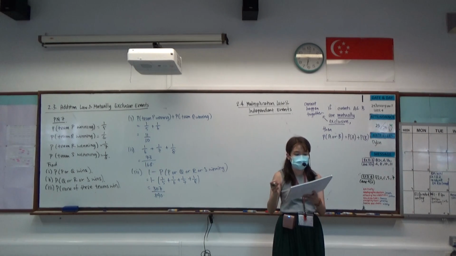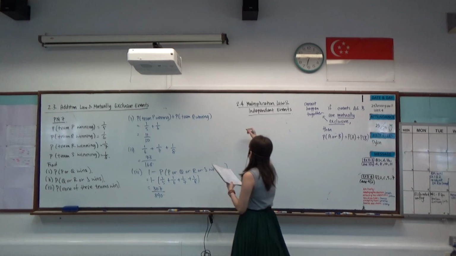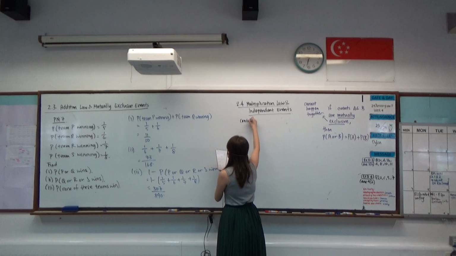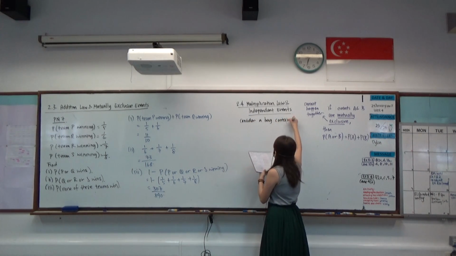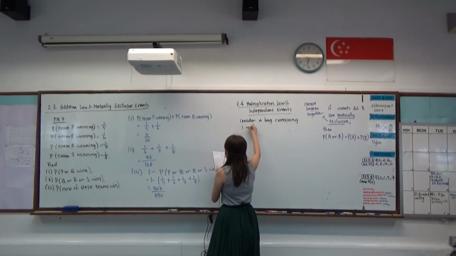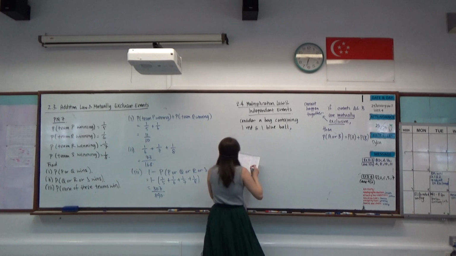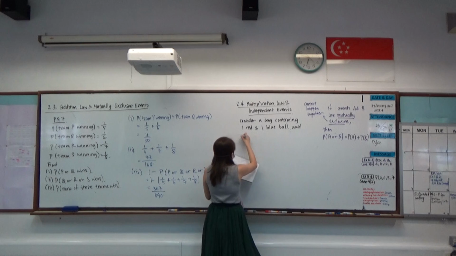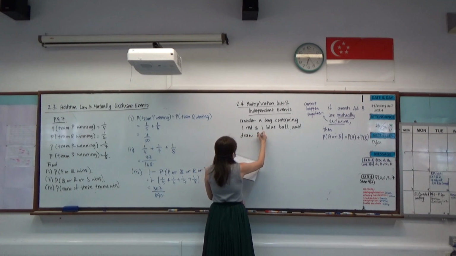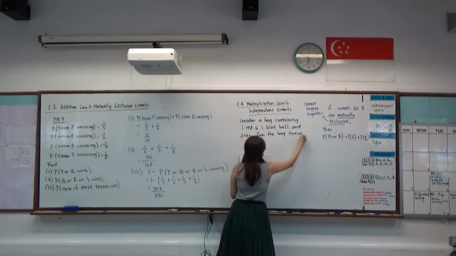In chapter 2.2, we look at how the tree diagram can actually be drawn. So if you were to consider a bag containing one red and one blue ball, and we draw from the bag twice with replacement.